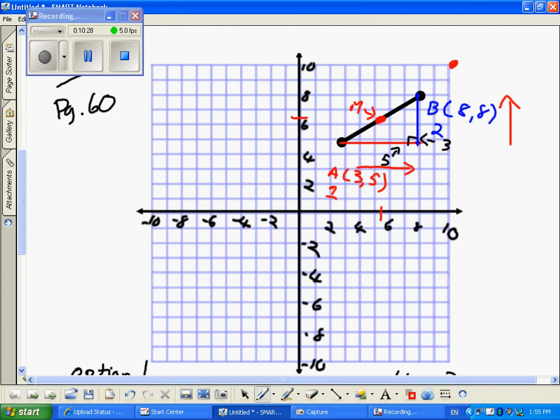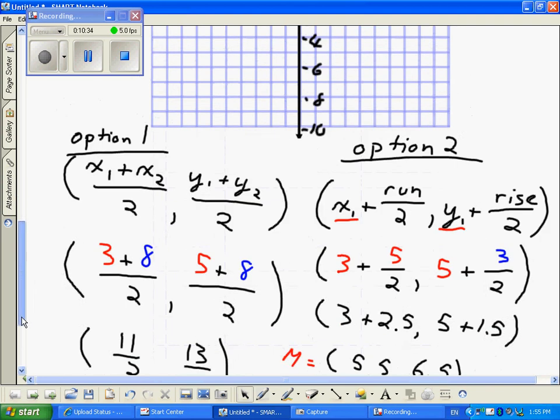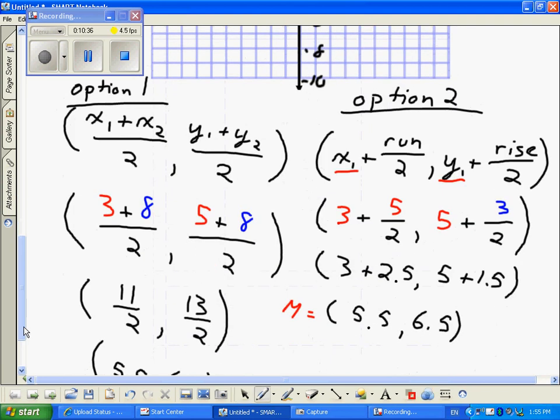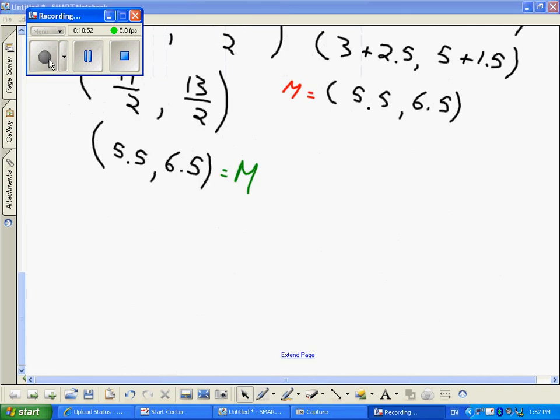If I was going in a negative direction to B, I'd have to subtract the run over 2. When we look at our equation, because we traveled in a positive direction, we added. If I was traveling in a negative direction with the run to B, I would have had to subtract, and if I was traveling in a negative direction for the rise, I would have had to subtract.